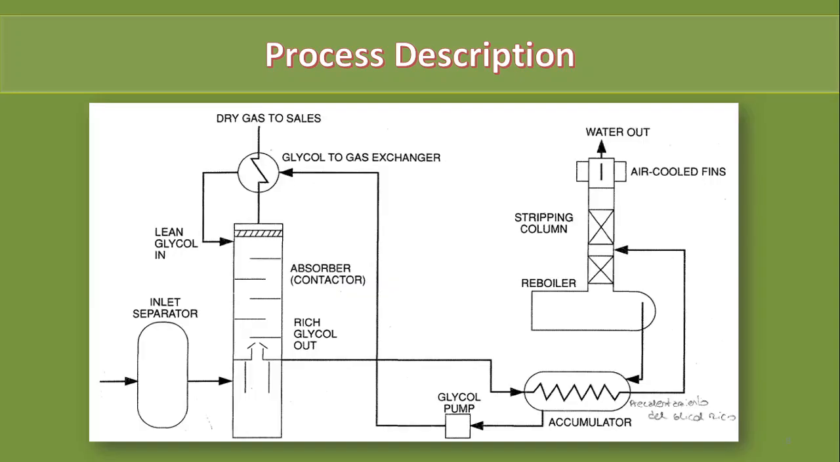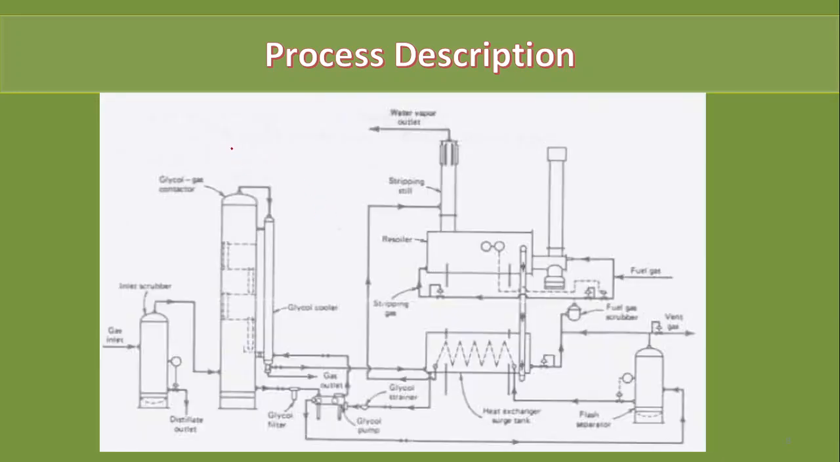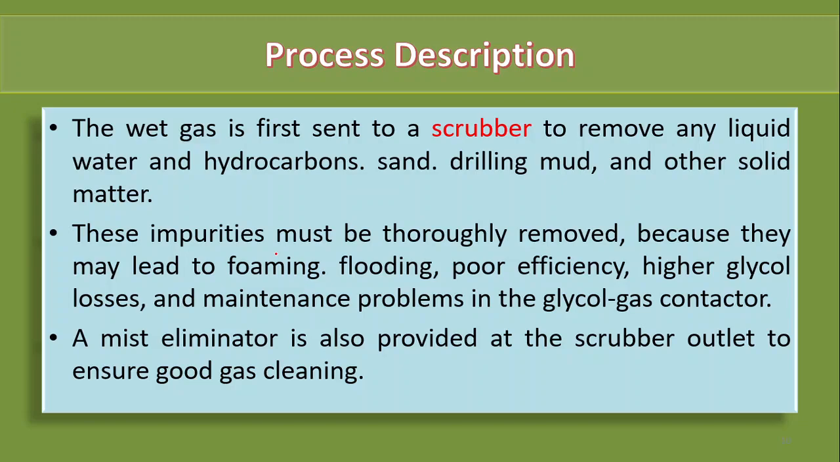This diagram is given in the natural gas book, so both are almost the same. The basic units are the same, only the descriptions are different in these two cases. So we can discuss one by one. The first thing required here is to understand the first equipment, that is a scrubber.